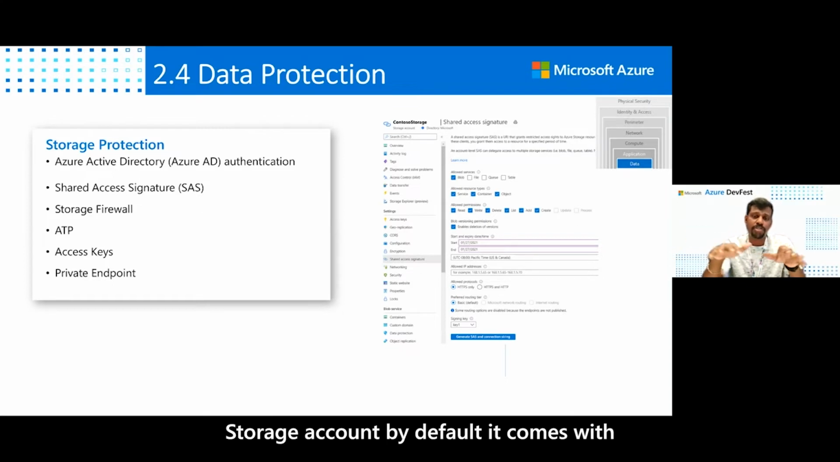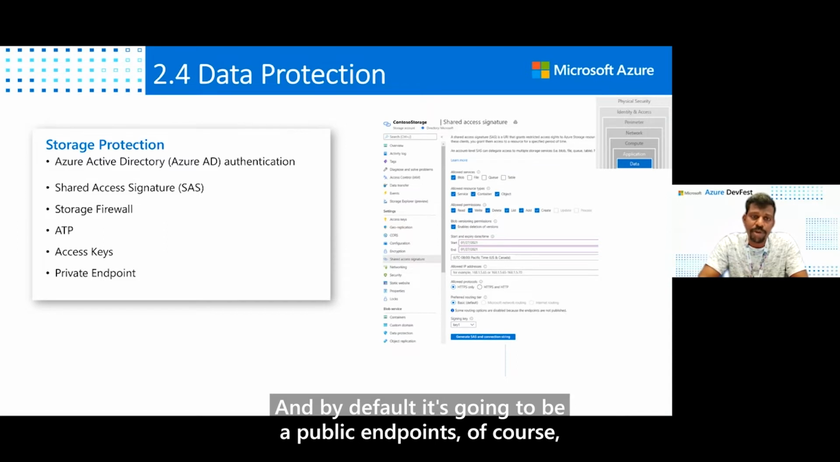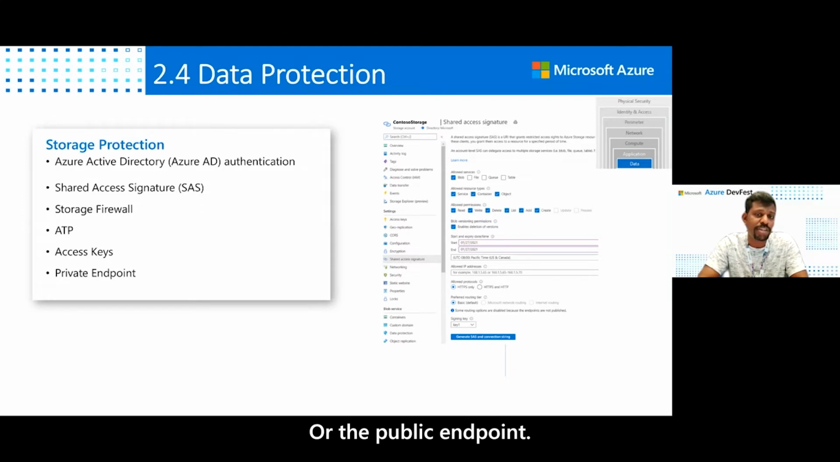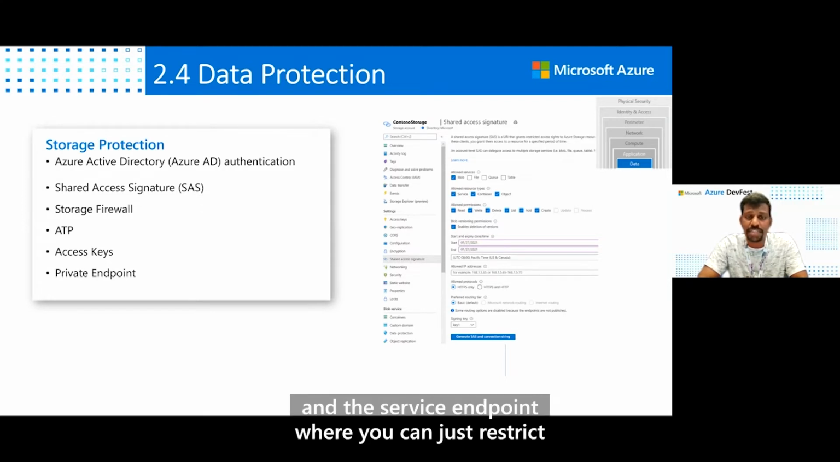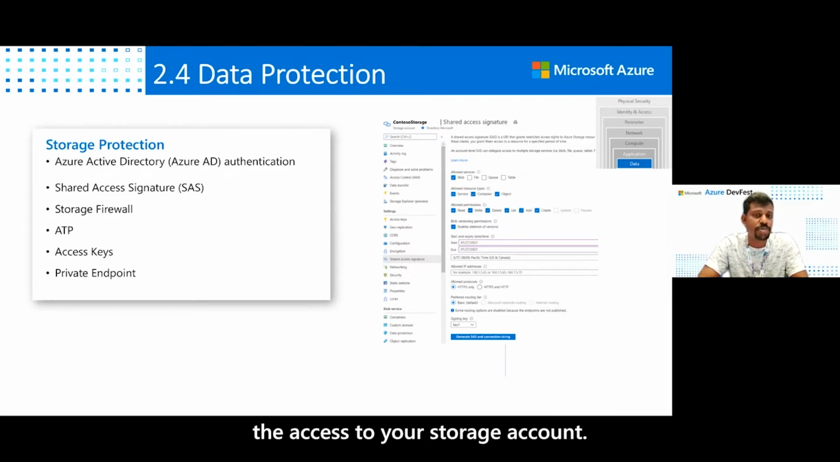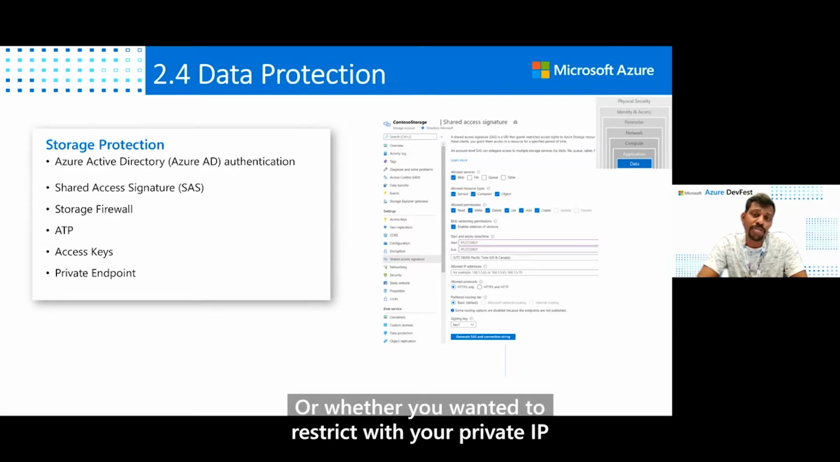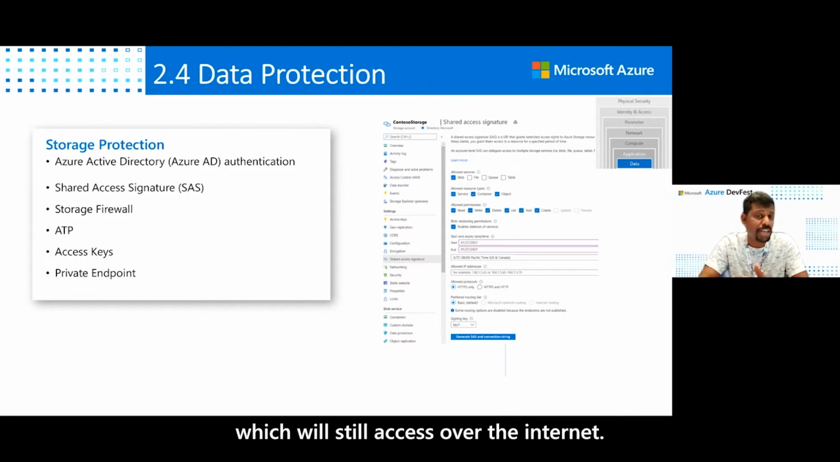When you talk about a storage account, by default it comes with multiple endpoints, and one of them by default is the public endpoint. Of course, no customer wants to expose their data over the internet, over the public endpoint. That is where we have the private endpoint and the service endpoint, where you can restrict access to your storage account only from your private networks. Whether you want to restrict with your private IPs, or go with a service endpoint, which still accesses over the internet but where the source is restricted to your private networks, you can pretty much control everything.